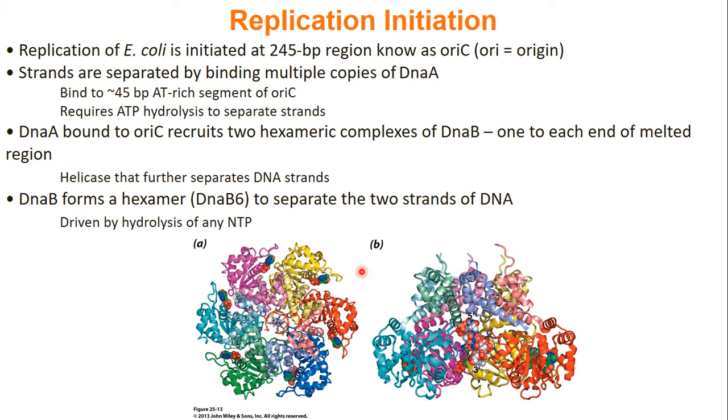And if we look at DnaB, that's it right here. The DNA here is in the middle. And we have 6 different colors, 1, 2, 3, 4, 5, 6. This is the hexameric complex, the 6 subunits of DnaB. And the way we're going to separate this DNA is through hydrolysis of any NTP. So DnaB can use ATP, CTP, GTP, and TTP to move this process forward.